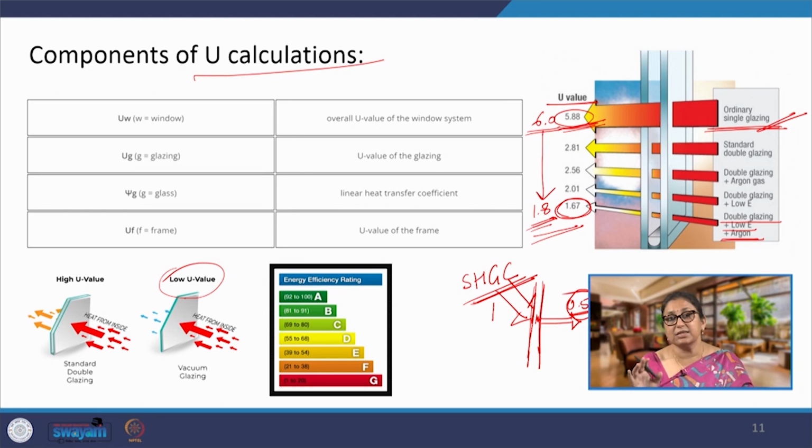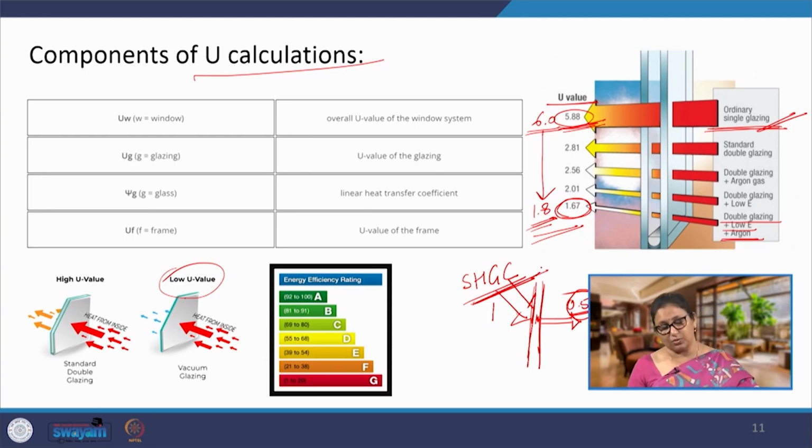Why is it important? Because glass is a transparent material, and unlike a wall or roof which are opaque, there is also going to be some component which is directly radiated. There is direct radiation that is passing through the material. It is not blocking the radiation 100%. So, SHGC becomes very, very important.